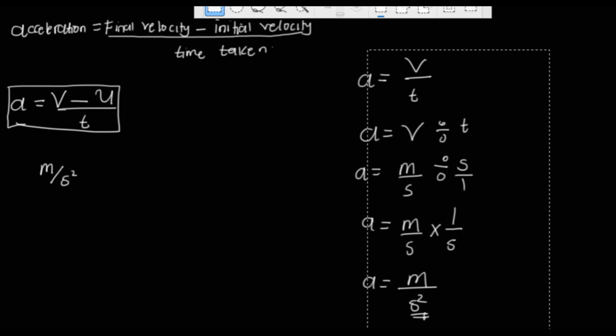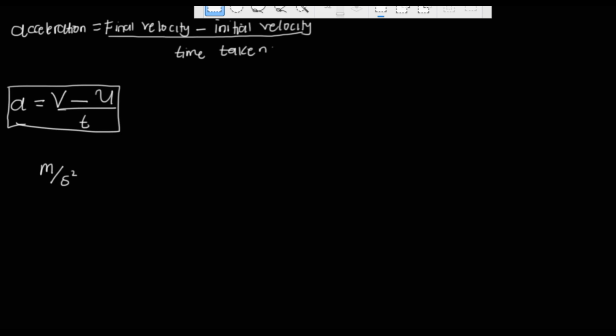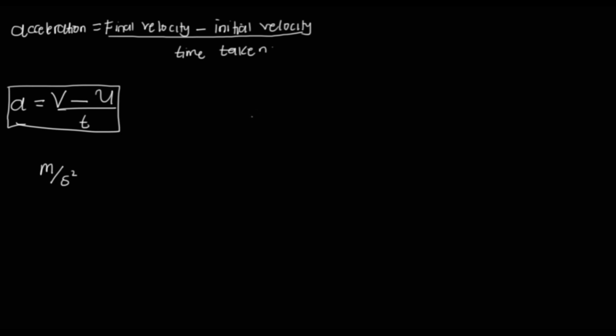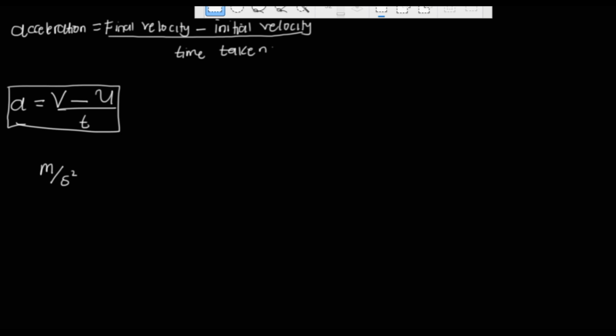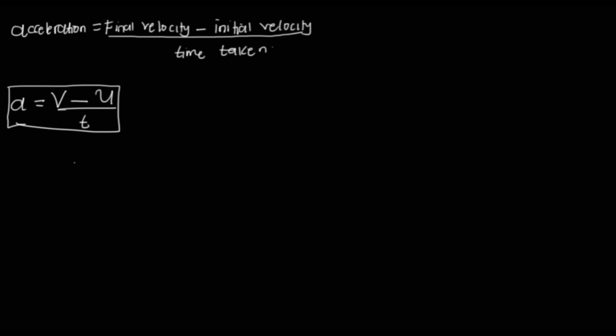The other thing we can know about acceleration is that it is a vector quantity. So we can make some notes. The definition for acceleration is the rate of change of velocity. The units for acceleration are meters per second squared. It is a vector quantity. Acceleration tells us how fast the velocity of an object is changing.